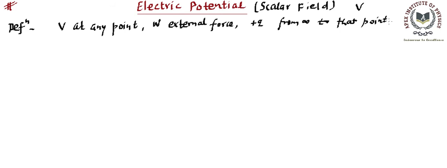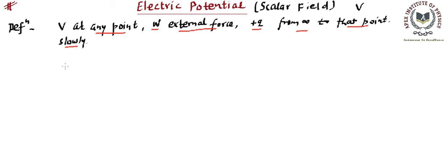And while we are bringing this charge from infinity to that point, it has to be brought slowly. So these are the crux points that are part of the definition. Let me repeat what I said. Whatever point we are interested in, at that point the potential will be equal to the work done by the external force when we bring a unit positive test charge Q from an infinite location to that location. And while we are bringing that charge, it must be brought slowly.